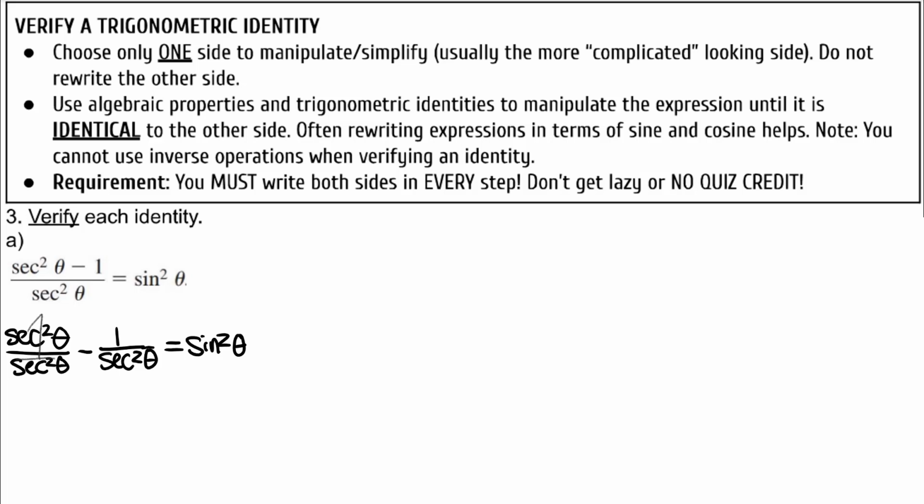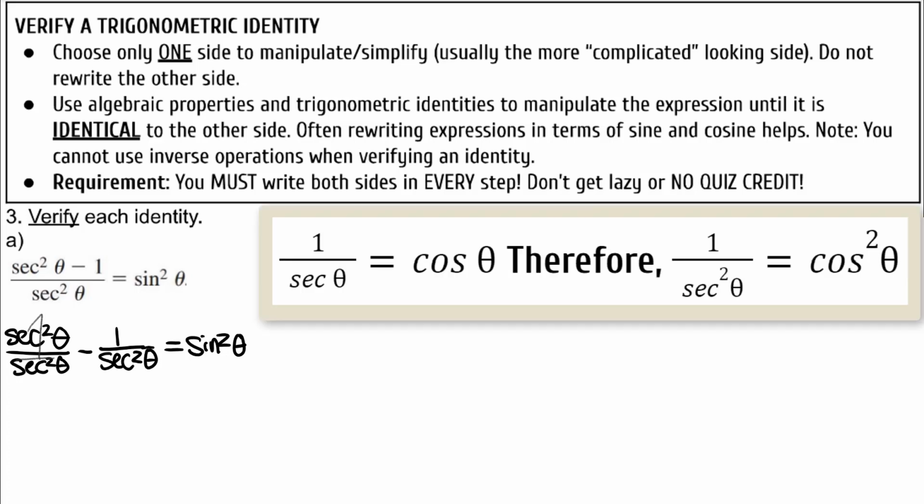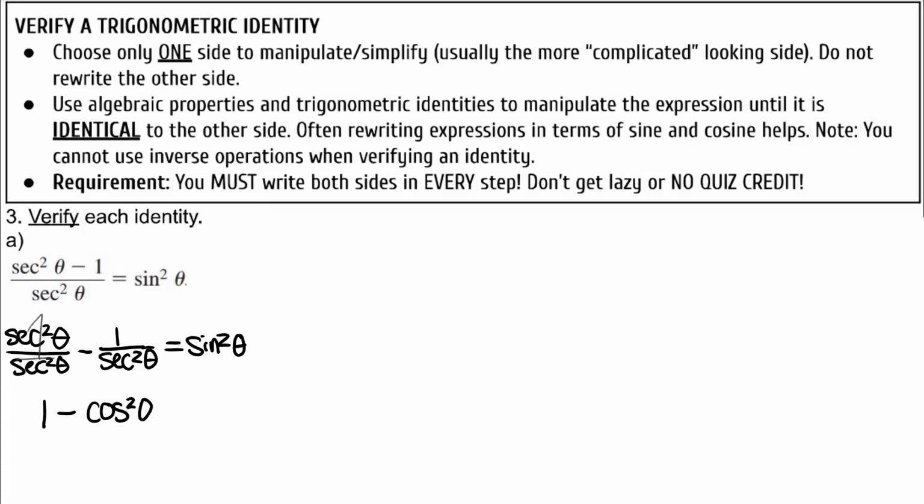And 1 over secant squared theta, I can use a reciprocal identity. We know that 1 over secant theta is cosine theta. So 1 over secant squared theta would equal cosine squared theta. The left side is now 1 minus cosine squared theta. The right side is still sine squared theta.